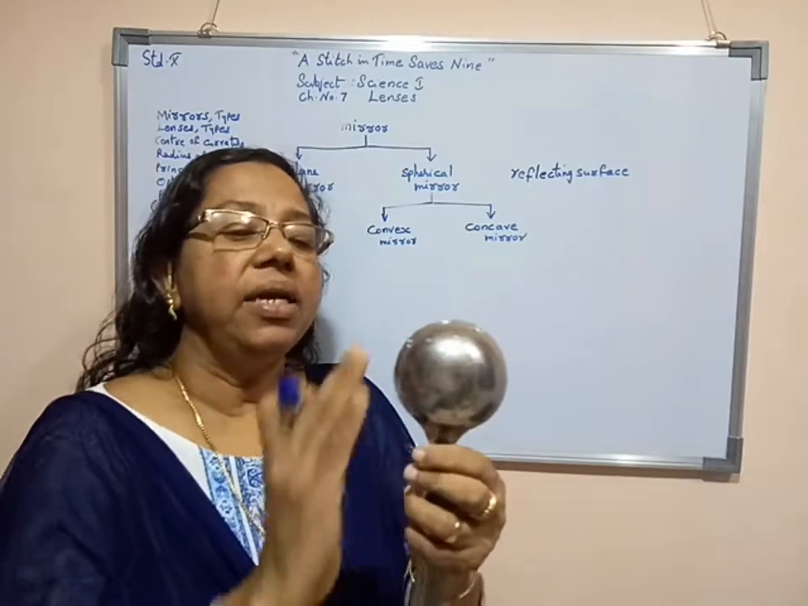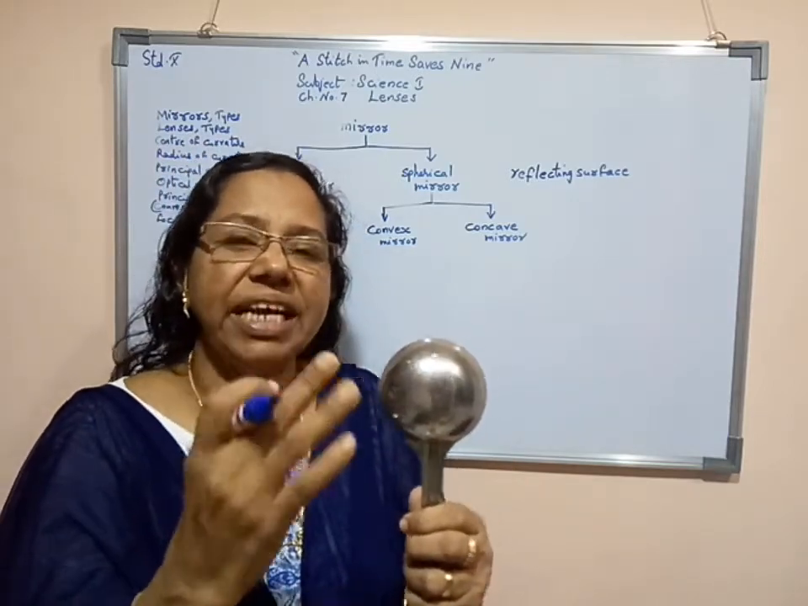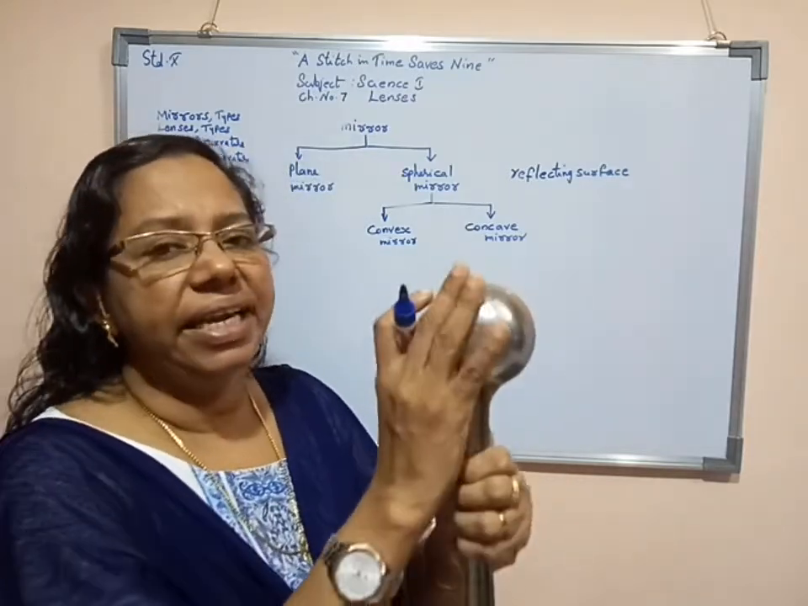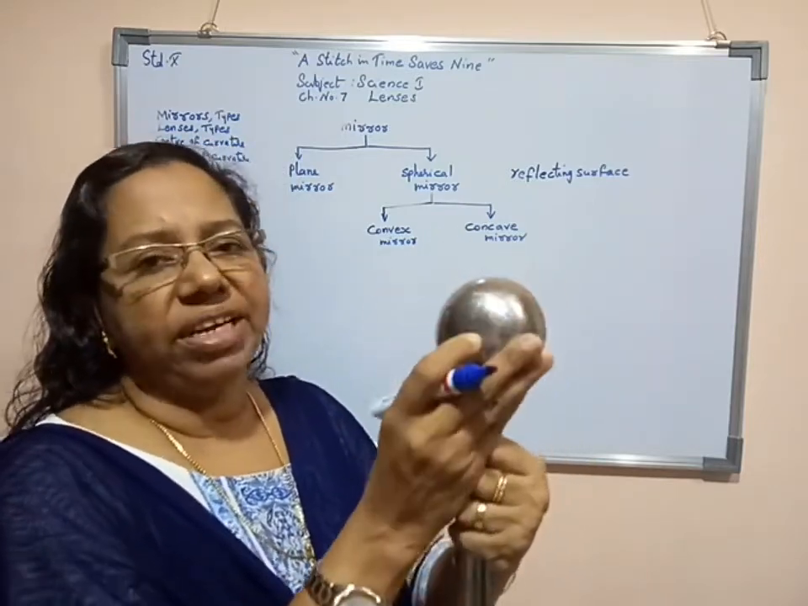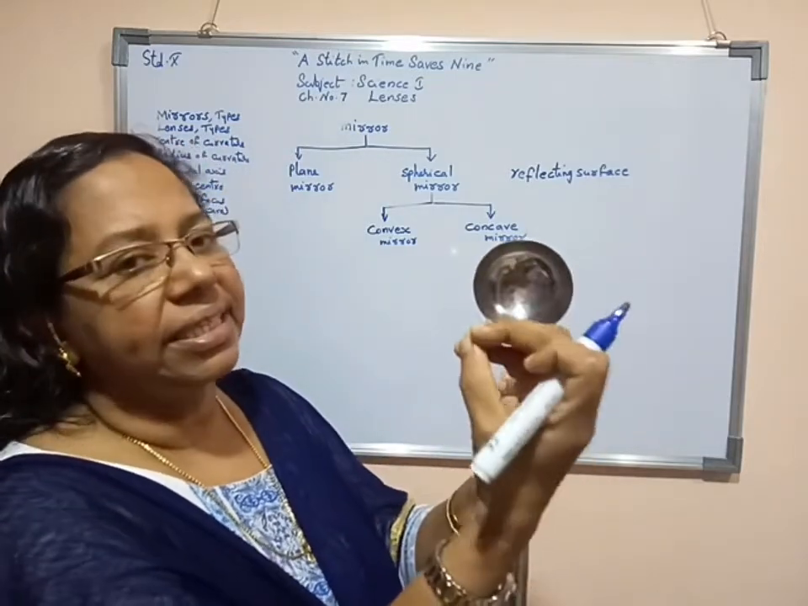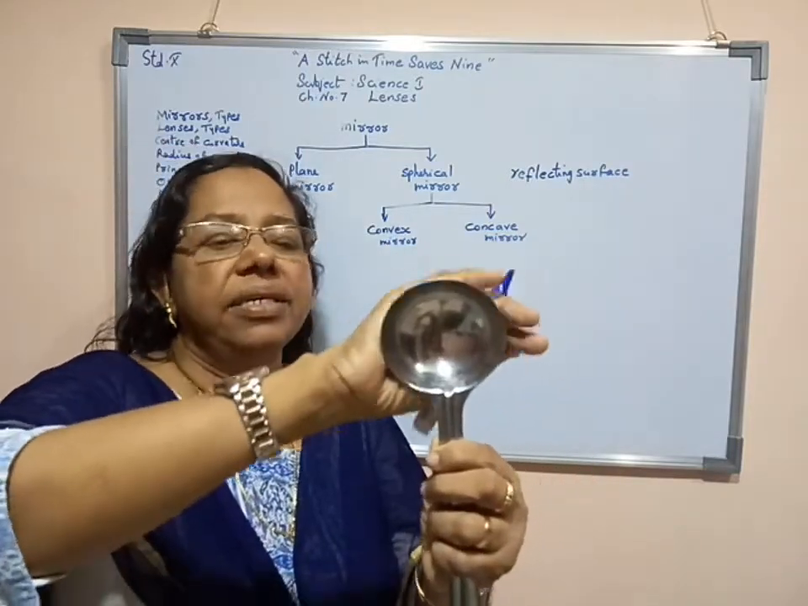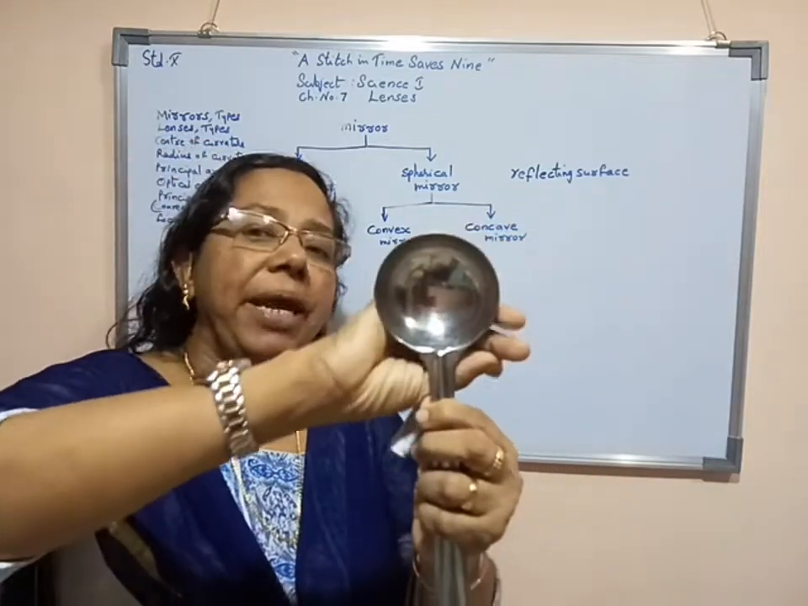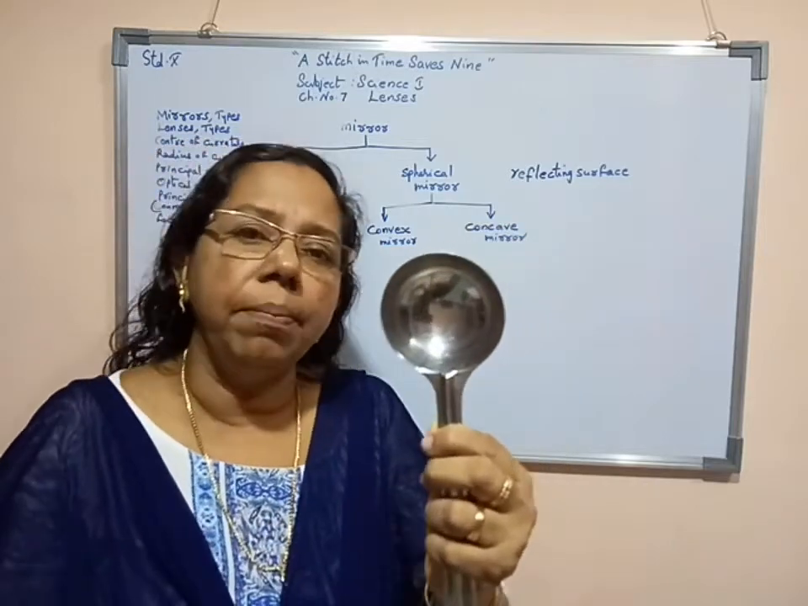Now we can say which part of the mirror is shining. Shining means a reflection. So this surface is shining. This surface is painted. So we can say that this is the convex mirror. Now suppose the inside part has reflection, you are able to see your face. But at the same time the back side part is painted. Then we can say that this is an example of a concave mirror.